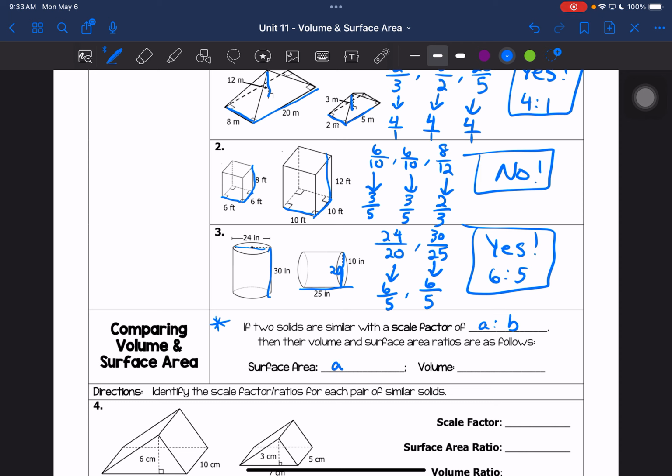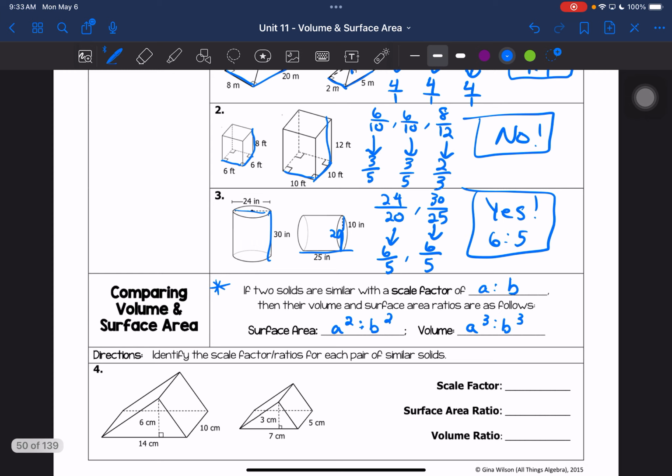For surface area, it would be A squared to B squared. So if our scale factor was 4 over 1, we would take 4 squared to 1 squared. 4 squared is 16, 1 squared is 1. So the new surface area ratio would be 16 to 1. Volume is A cubed to B cubed. So we just take whatever our scale factor is and then cube each one. So I'll do a couple examples of this just so that you can see how we convert them.